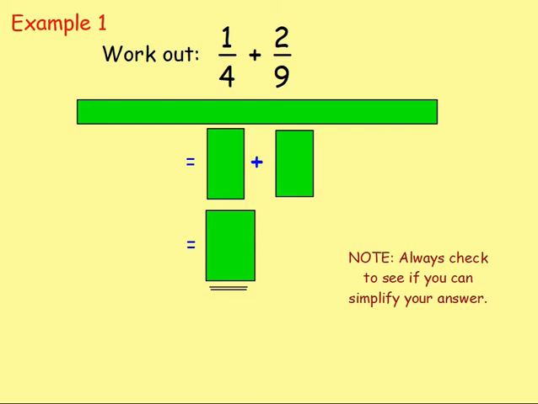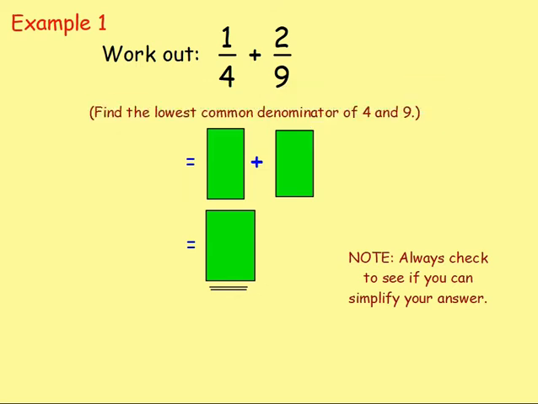Example 1, work out 1 quarter, add 2/9. Once again, you can see the denominator, the number at the bottom, the numbers are not the same. One of them you've got quarters, another one you've got 9ths, they're not equal. So you need to find the lowest common denominator of 4 and 9. How do you go about doing that? What would you do, Jake?